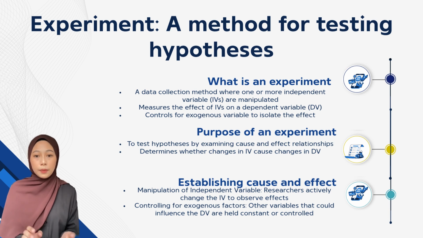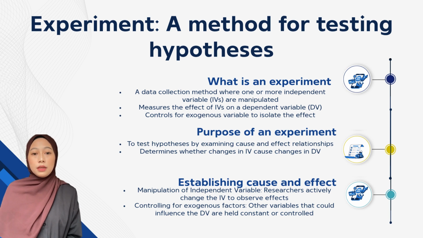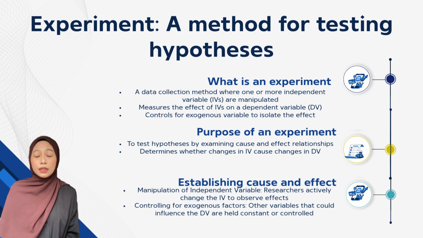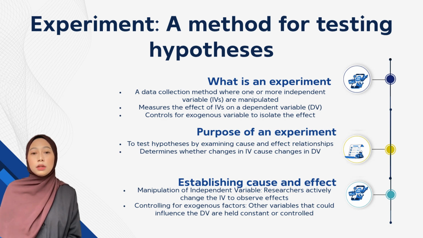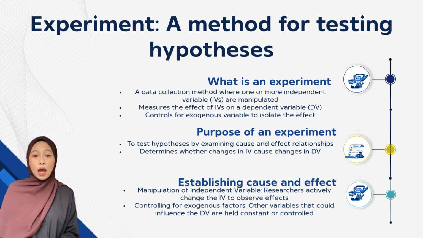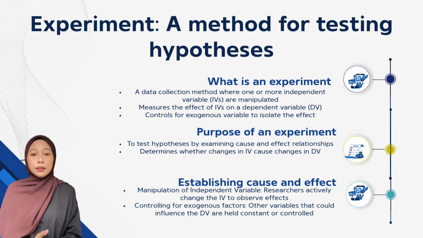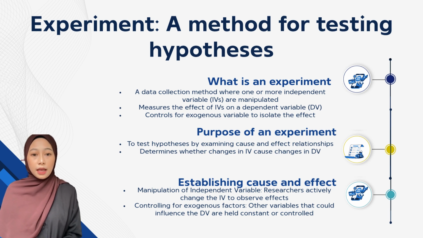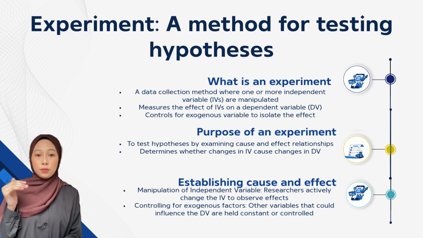So 4 key components of an experiment. First is manipulation of the independent variable. So the researchers deliberately change or set the level of the IV to see how it affects the DV. Example, a company tests 2 different advertising methods to measure which one leads to higher customer engagement.